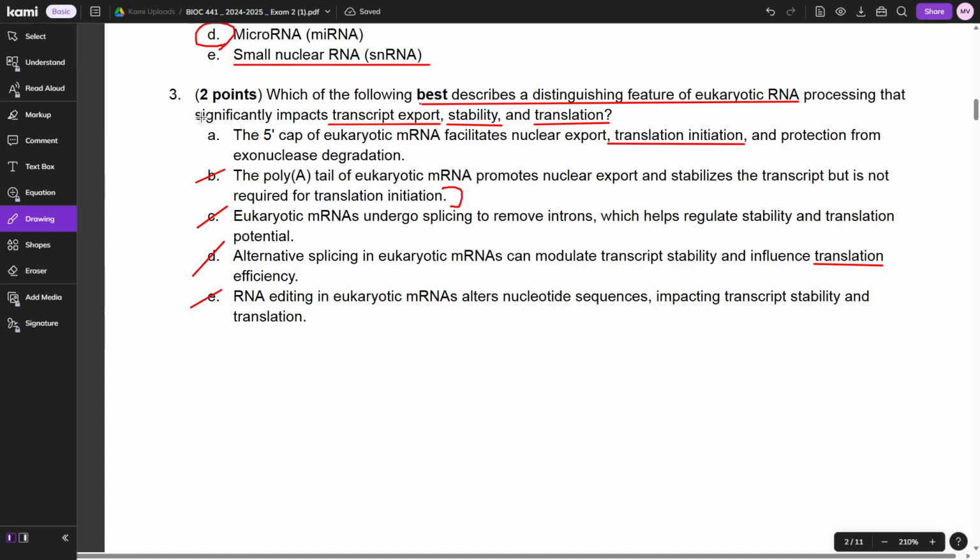When I'm looking at these kinds of questions, especially when it's saying best feature of a eukaryote, I'm specifically looking for the 5' cap and poly A tail because those are very unique to eukaryotes, right? Prokaryotes don't have a 5' cap and a poly A tail. That's a very important thing to keep in mind. So, what's the other thing that prokaryotes don't have that's really important in this translation kind of thing?